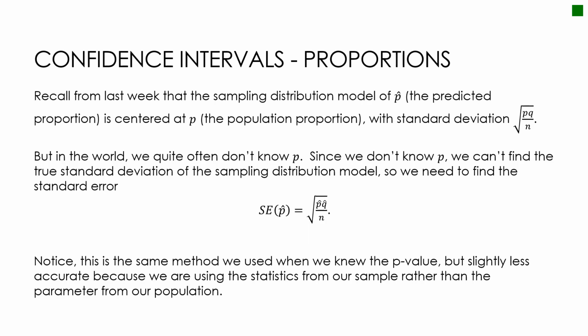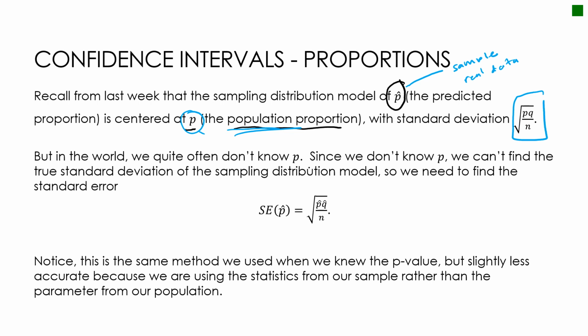So recall from last week that we looked at a sampling distribution model of p hat, and remember p hat was just the predicted proportion, and it was centered at p, which is the population proportion. So remember when we were talking about p hat, this was from our sample, so what we actually observed, so that's real data that we observed, and if you're looking at p, that was from the population. So that's what we expected to happen. And then we talked about having a standard deviation of the square root of pq over n.